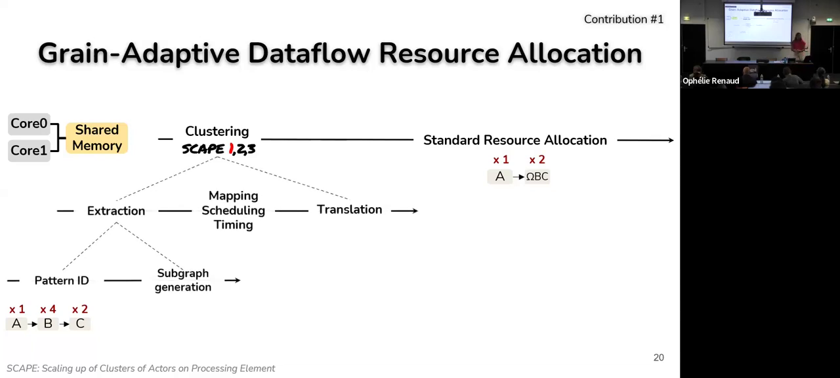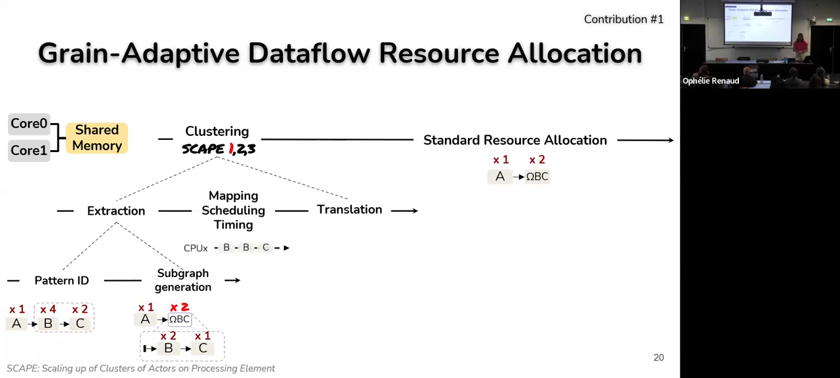It consists in identifying particular patterns of actors, isolating them in a subgraph, and playing with the tokens in order to match the repetition of the hierarchical actor to the number of processing elements.